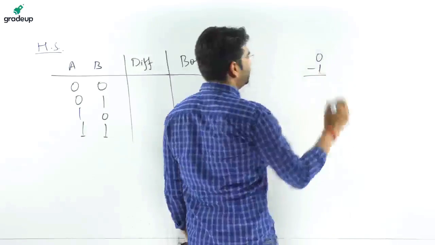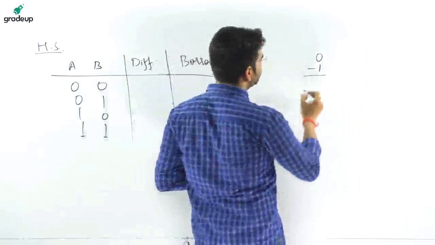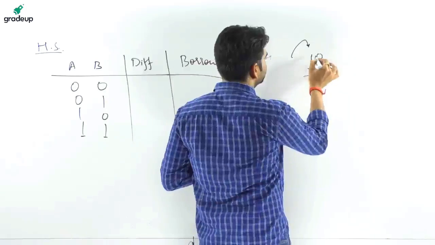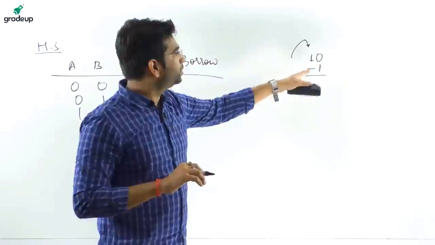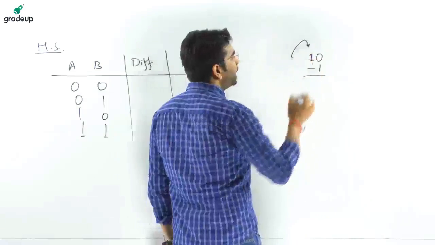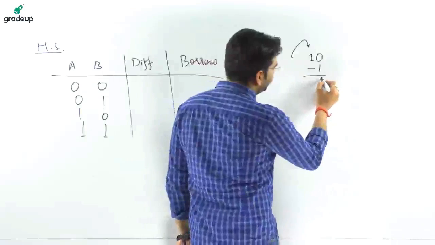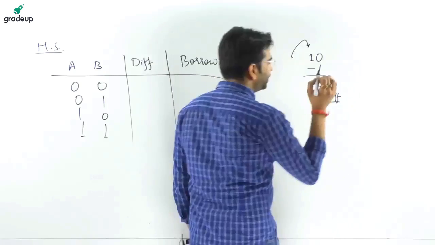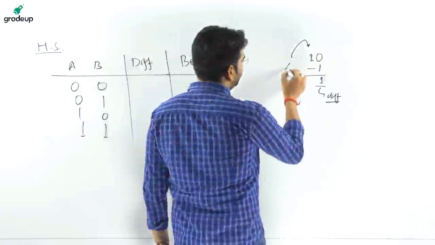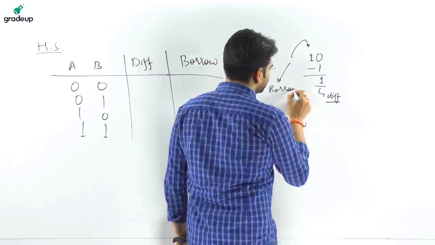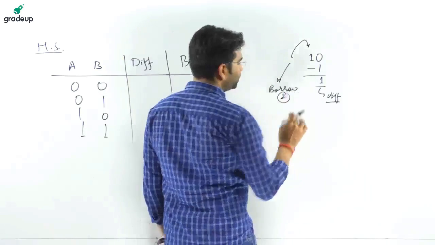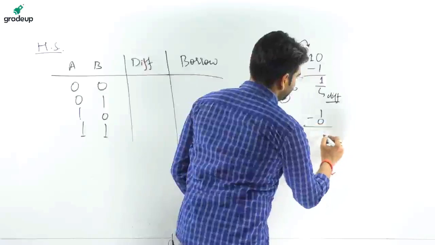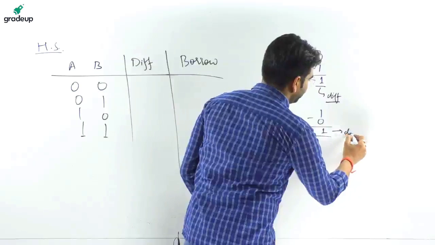0 minus 1, now it is the point. Here we are going to take a borrow. उधारी लेंगे, इसको 2 बना देंगे. It is actually 1 0 in binary and in decimal it is 2. 2 minus 1 will give 1. 1 is the difference. And what is the borrow? Borrow is 1. Okay. And 1 minus 0 is 1. It is the difference.